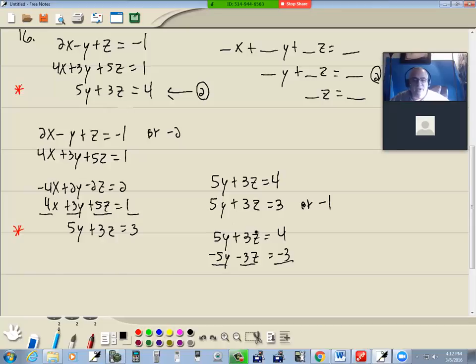5y minus 5y drops away. 3z minus 3z drops away. And we've got 0 equals 4 minus 3, which is 1. Well, that's no good. We were hoping to get something like 3z is equal to 6. But both of the variables got eliminated. When is 0 equal to 1? They're never equal to each other. So this is our no solution or inconsistent case.